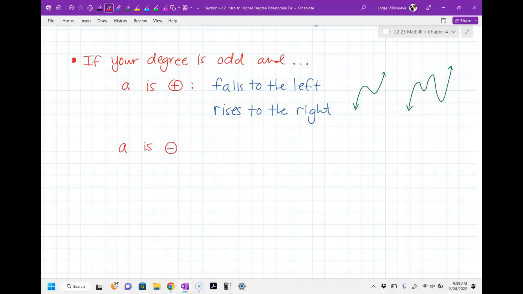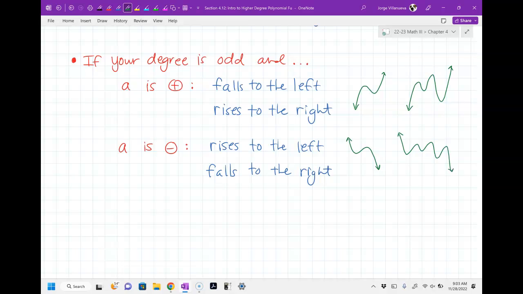Now, if A is negative, it's going to rise to the left, so it rises to the left, and it falls to the right. So it's kind of like just flipping over what I just drew, kind of. It'll look something like this. Okay. So that would be the behavior of those graphs.